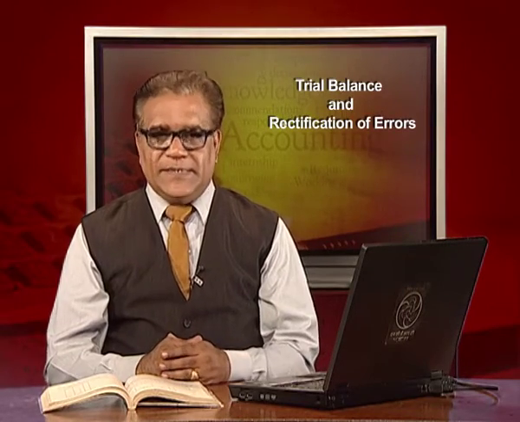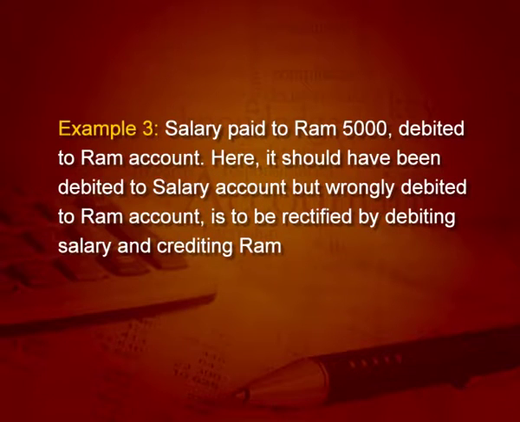Take another example of double sided error. Salary paid to Ram 5,000 debited to Ram account. Now, what is the right entry? Salary account debit and cash account credit. But what you have done is Ram account debit and cash account credit. So, it means it should have been debited to salary account, but you have wrongly debited to Ram account. Now, how to rectify it? Now, debit salary, credit Ram. Now, Ram debit was wrong, so credit it, and you have not debited salary, debit it. The entry is corrected, rectified.